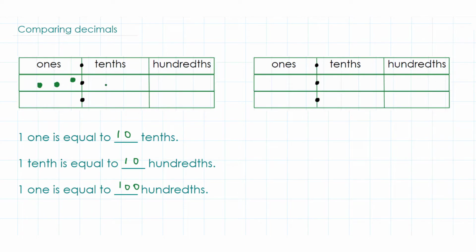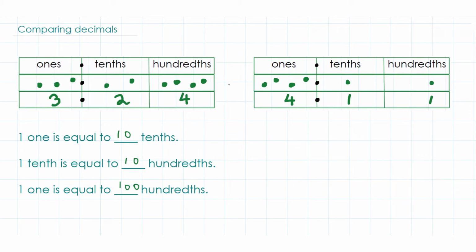I'll draw the counters. So first of all, we'll think about what number is being represented. What do you think? So the number on the left here, how many ones do we have? We've got 3 ones, 2/10, and 4/100. So that number is 3.24. And on the right we have 4 ones, 1/10, and 1/100. So that number is 4.11.